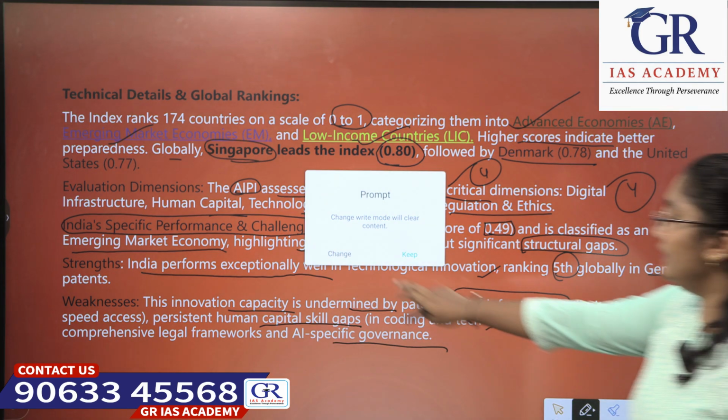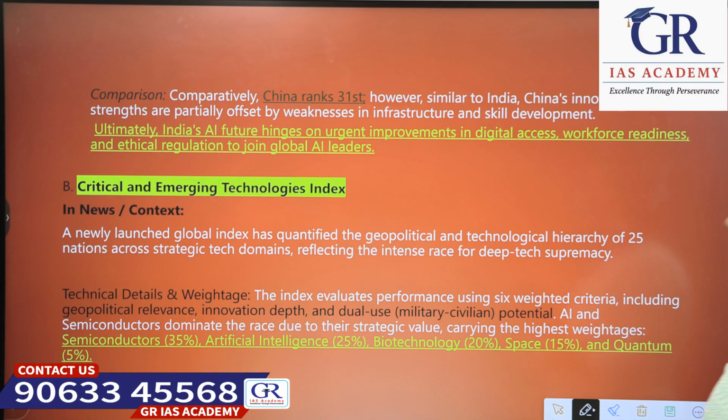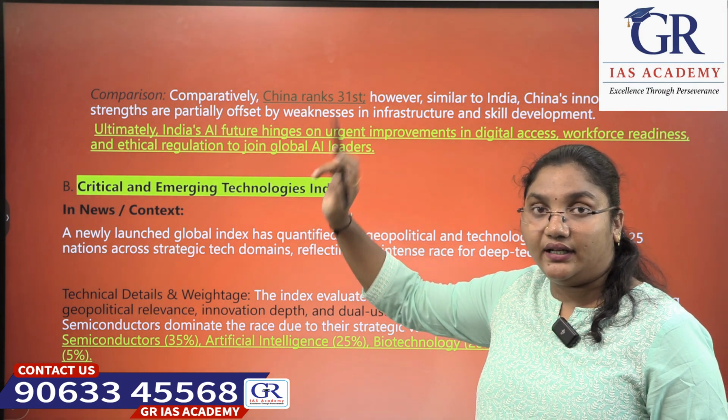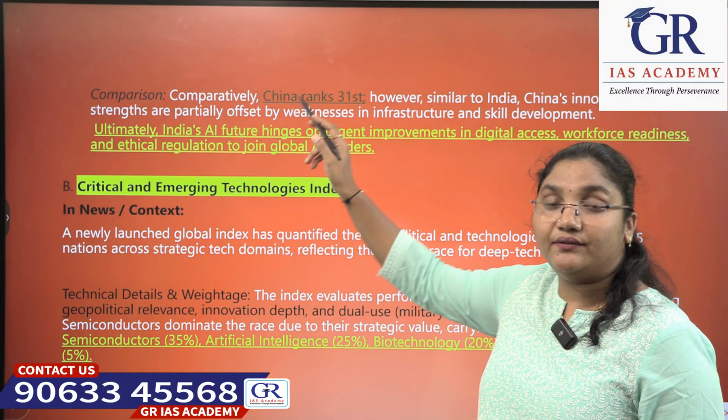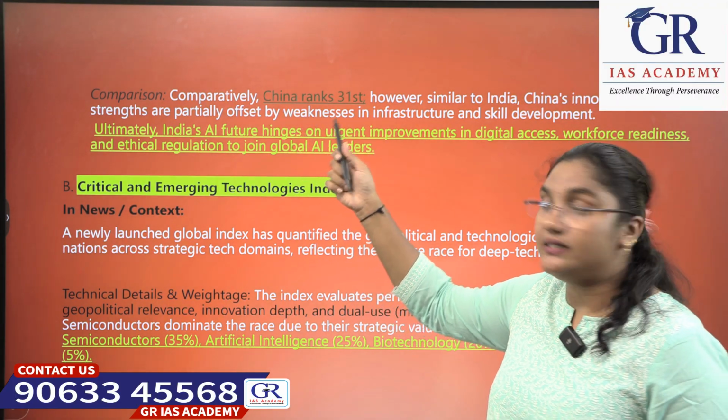Okay. Next, moving forward, let's see a few comparisons. We'll compare with China. India is in the 72nd rank, but China is in 31st rank. China is more developed, but still it is in the 31st rank.